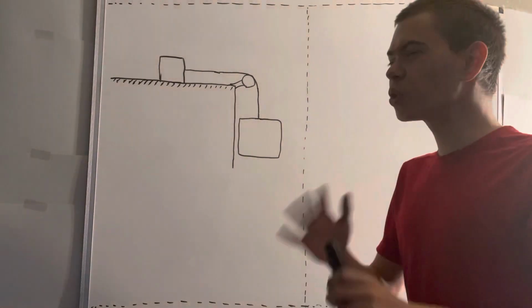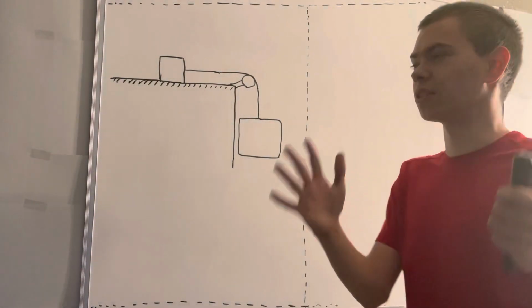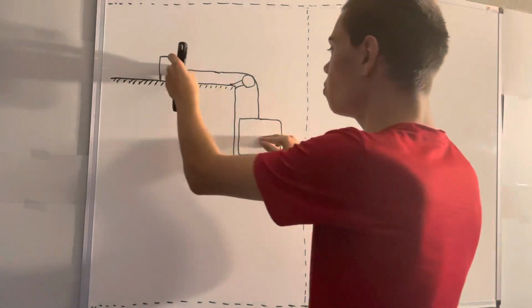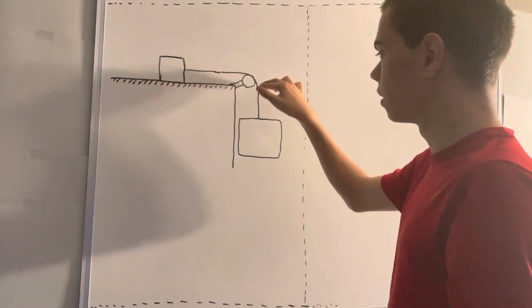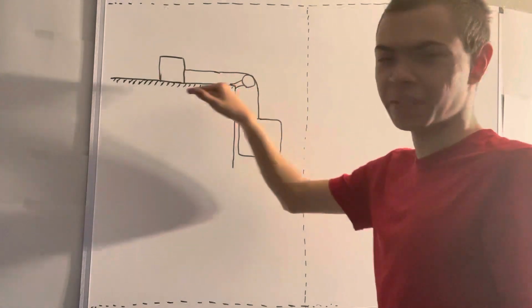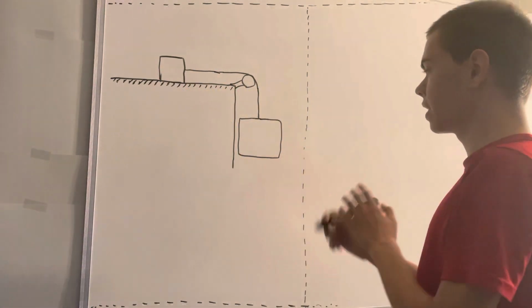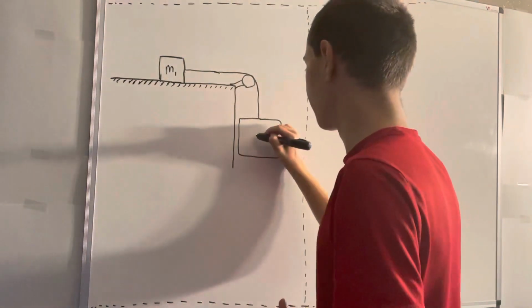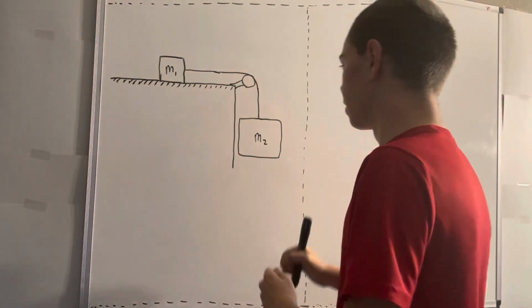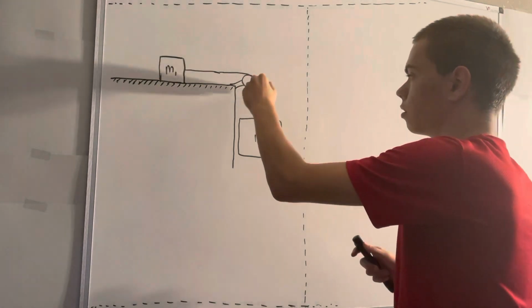In this video, we're going to look at an example of Newton's second law in which we have two blocks attached to a rope, and we have a pulley. Also, this surface has friction. We're going to say that the mass of this block is m1, the mass of this block is m2, and the mass of our pulley, it's massless.